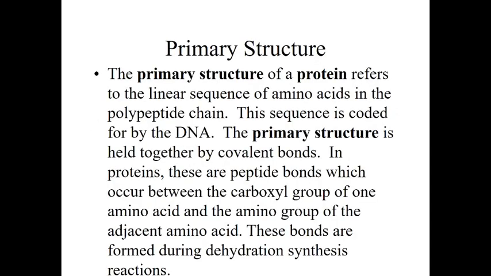The primary structure of a protein refers to the linear sequence or order of amino acids in the polypeptide chain. Which amino acids are there, and what order are those amino acids in? This primary sequence is determined by the DNA. Really, DNA's only job is to code for the primary structure of your body's proteins. The primary structure is held together by covalent bonds. In proteins, these peptide bonds occur between the carboxyl group of one amino acid and the amino group of the adjacent amino acids. And they're formed during dehydration synthesis reactions. They can also be broken apart during hydrolysis reactions.